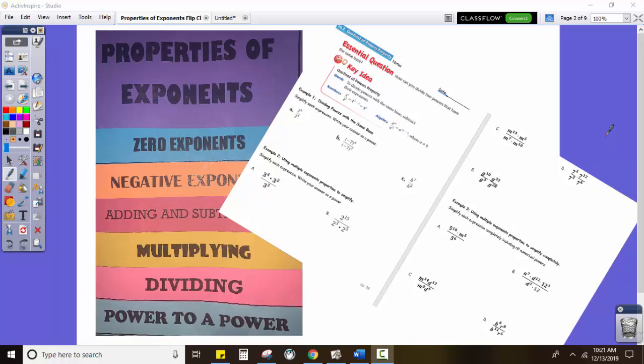Okay, we're going to finish up lesson 3 of Unit 10, and this is actually the last lesson of the unit, so we're wrapping up Unit 10. But for today, you're going to need your Properties of Exponents flip chart, as well as your Unit 10 notes packet, and we're going to use both of them, so make sure you have them both ready to go.